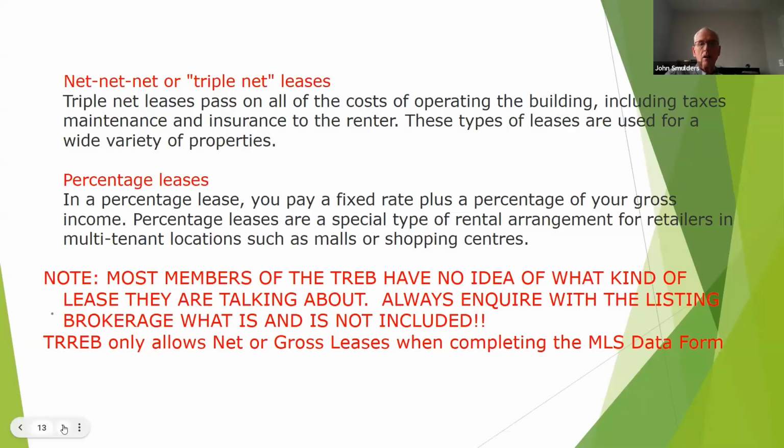What about a triple net lease? A triple net lease passes on all the cost of operating the building, including taxes, maintenance, and insurance. And so that's your TMI, it's a net.